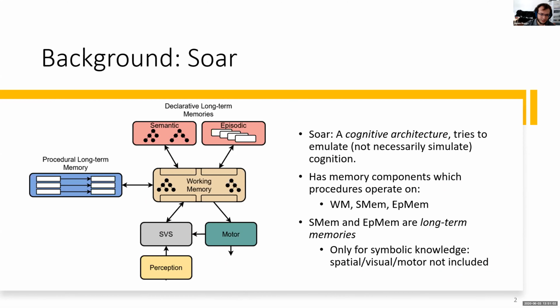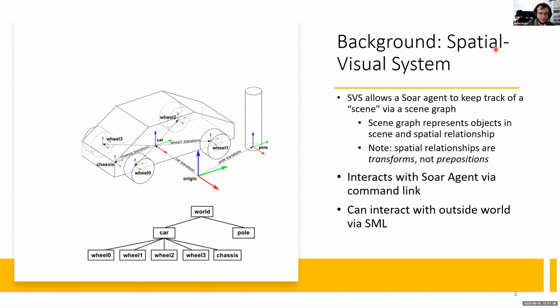So the exception is SVS. The spatial visual system came into being a while ago and has gone through a number of transformations. Currently it is just a scene graph. It lets the Soar agent keep track of the scene, presumably either the real world or a simulated world, via a graph of entities in that world and spatial relationships between them, which we call transforms. So you can see here, for example, there's a world and then there's a car, and the wheels are defined by the position from the origin of the car, which is defined in space by its transform from the origin of the world.